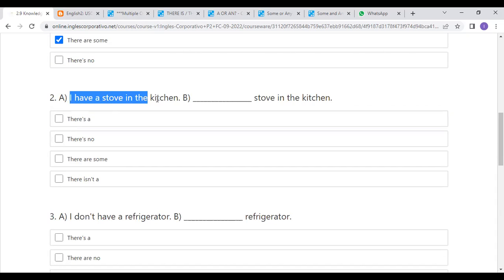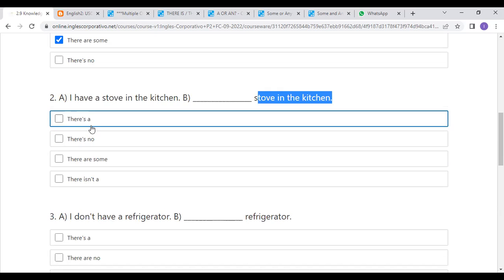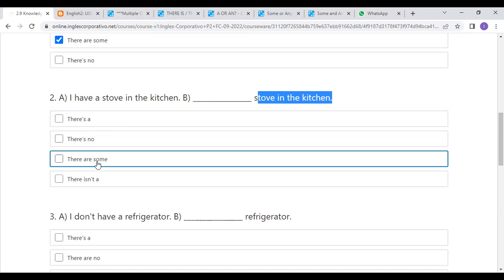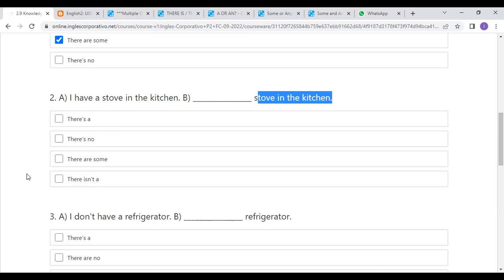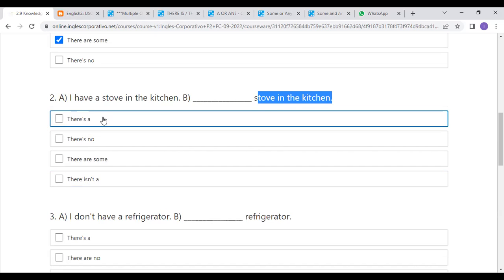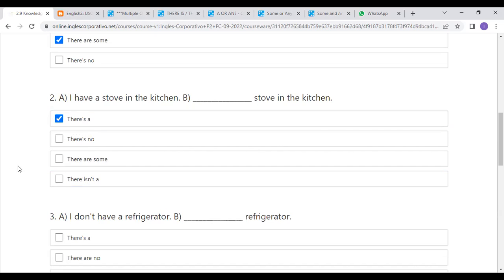See this one. I have a stove in the kitchen. What is a stove, guys? A stove? Una estufa. Exactly. I have a stove in the kitchen. There's a, there's no, there are some, there is a. Okay, there is a.